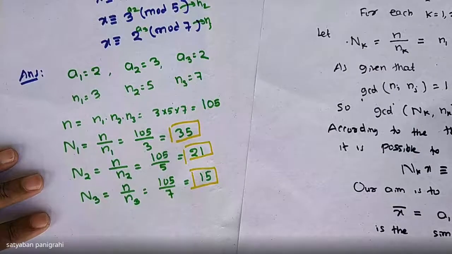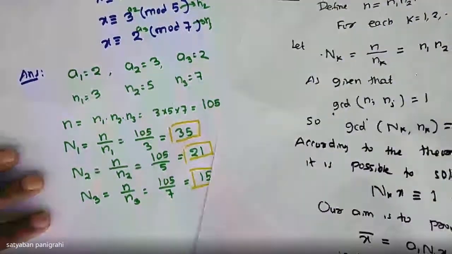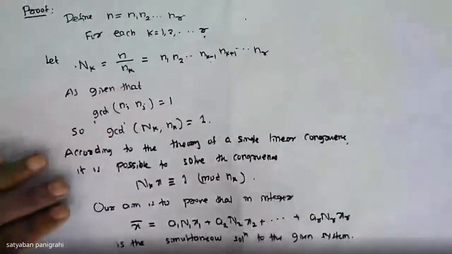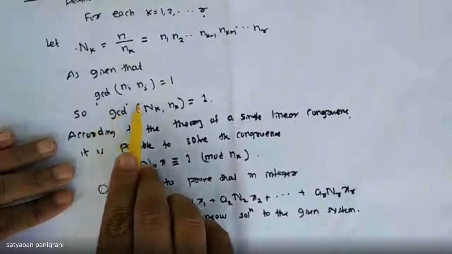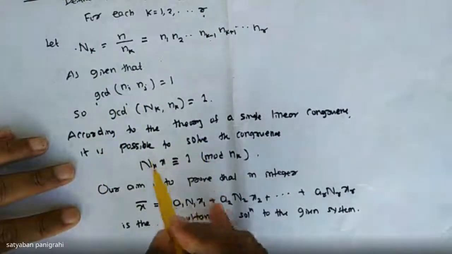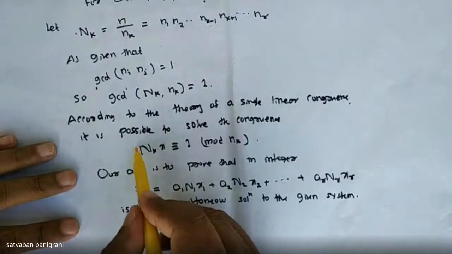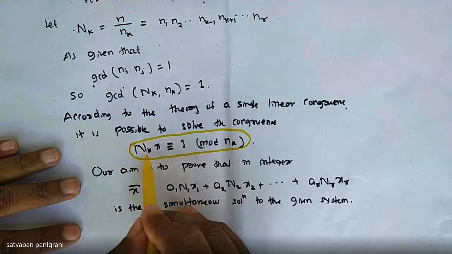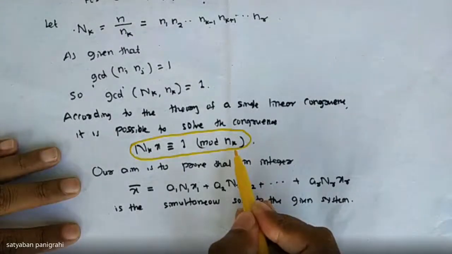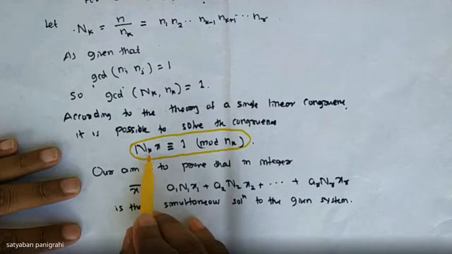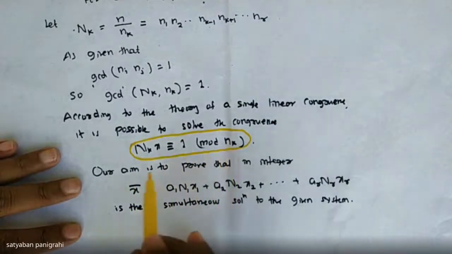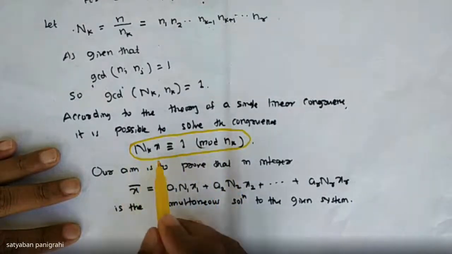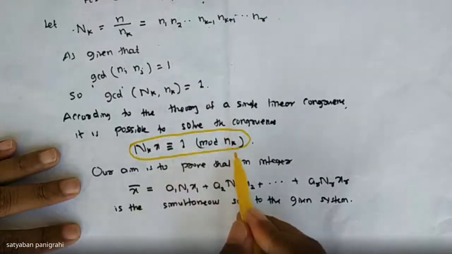Yes, sir. Now, next part. Now, see here, after finding this, what do you have to do? Just see the process of the theorem. You have to solve this much: Nk x congruent to 1 mod nk. For each k we have to solve: N1 x congruent to 1 mod small n1, capital N2 x congruent to 1 mod small n2, and capital N3 x congruent to 1 mod small n3.